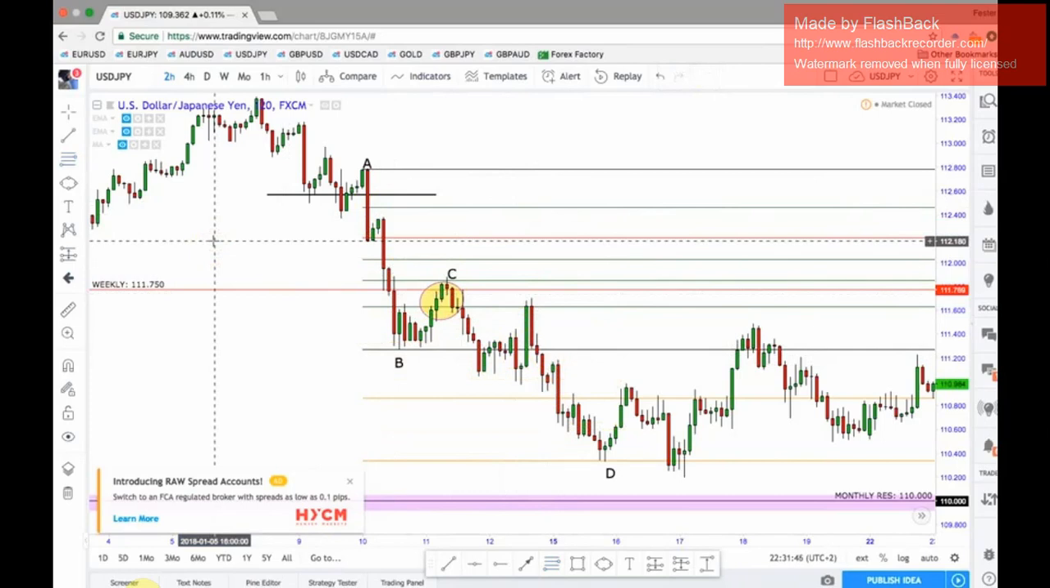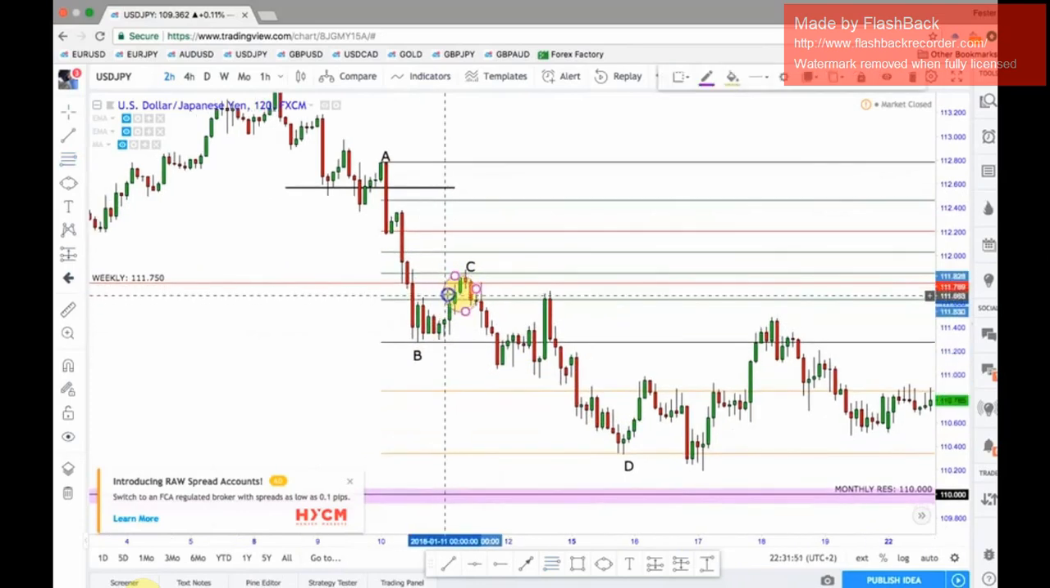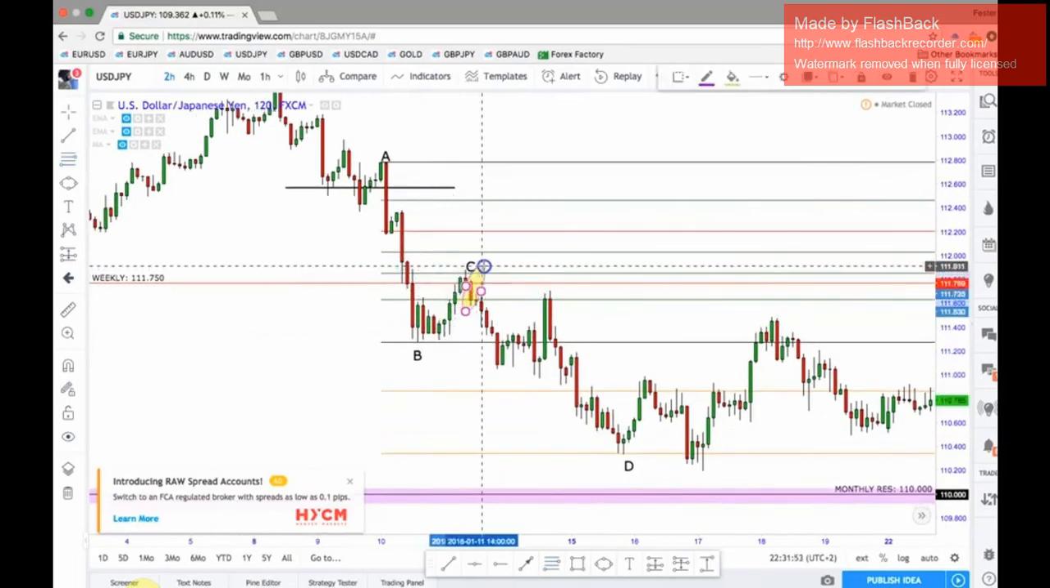step down to the 2 hour time frame. And right there where I drew the ellipse, you'll see that this should have been your signal to get in on a short entry.